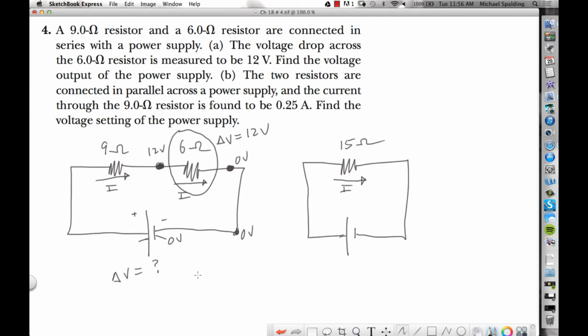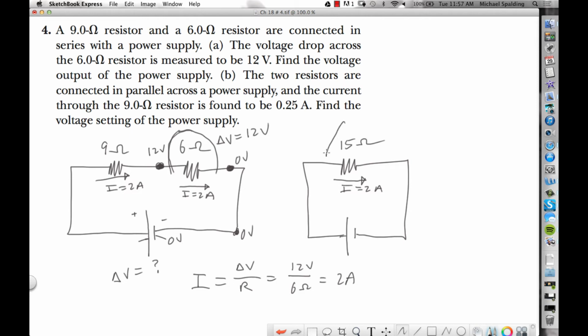So we're going to find the current using the 6 ohm resistor. Delta V over R. Do we have the voltage across the 6? Yes. It's 12 volts. The resistance is 6. So that's 2 amps. So we just found the current through the 6 ohm resistor. But guess what else we found? We found the current over here as well, and over here as well. We found the current everywhere. Does that make sense?